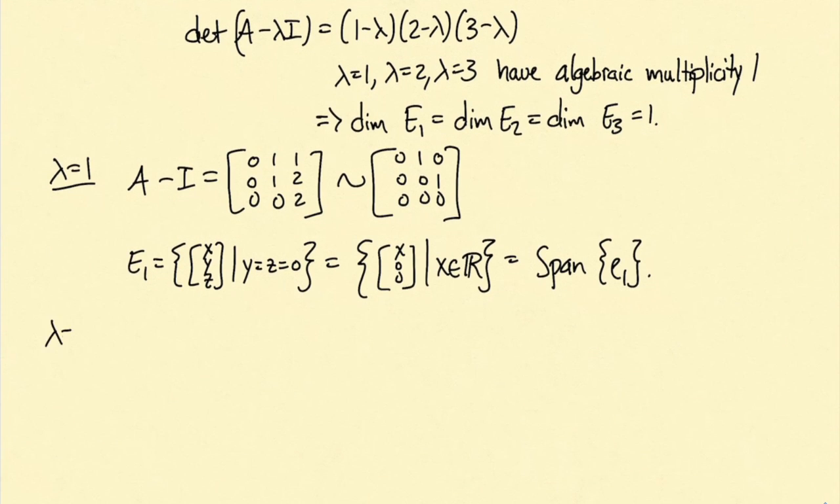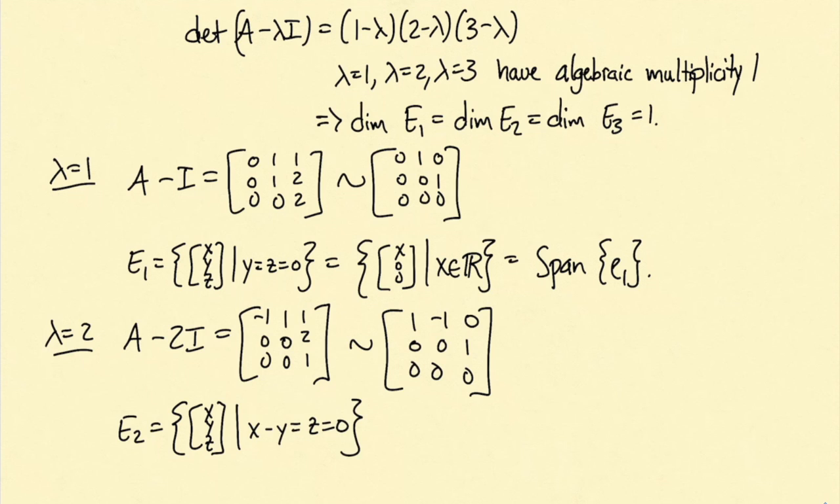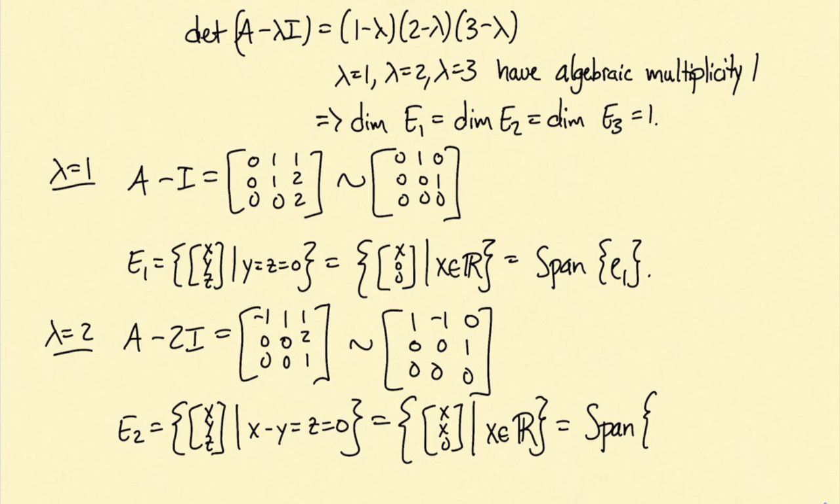We can see that the reduced row echelon form for A minus 2I has entries 1, 0, 0, minus 1, 0, 0, and 0, 1, 0. So we get two equations which cut out the eigenspace E2. They are x minus y is 0, and z is equal to 0. So of course, this will give us the span of the vector 1, 1, 0, which we can see is a line in R3.